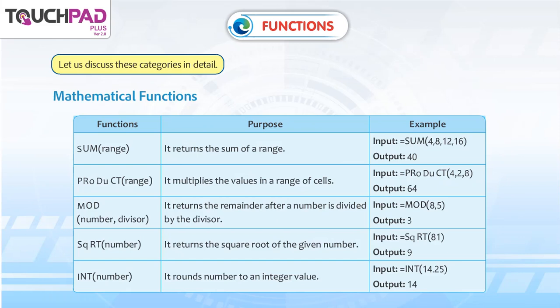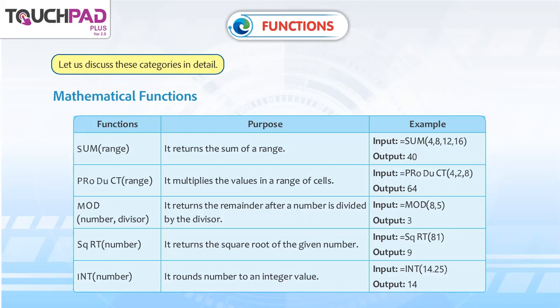Mathematical functions. SUM(range). It returns the sum of a range. Input: =SUM(4, 8, 12, 16). Output: 40. PRODUCT(range). It multiplies the values in a range of cells. Input: =PRODUCT(4, 2, 8). Output: 64. MOD(number, divisor). It returns the remainder after a number is divided by the divisor. Input: MOD(8, 5).